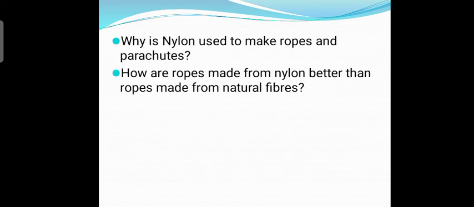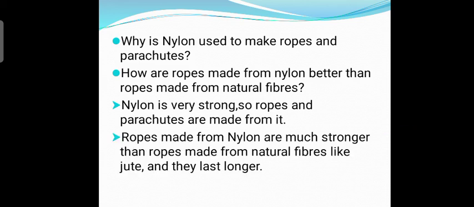Why is nylon used to make ropes and parachutes? How are ropes made from nylon better than ropes made from natural fibers? So students, we just now discussed the properties of nylon, that it is very strong. And I think this is the reason we are making the ropes and parachutes with the nylon. Now see, nylon is very strong, so ropes and parachutes are made from it. And the ropes made from nylon are much stronger than the ropes made from the natural fibers like jute, and they last longer also.